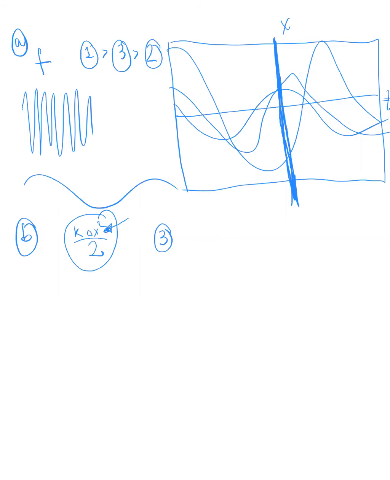And then we have lines blue and green, 1 and 2. They seem equally displaced to me. They kind of intersect each other over here. So I say curve 3 has the most spring energy, and curves 2 and 1 have an equal amount of spring energy.